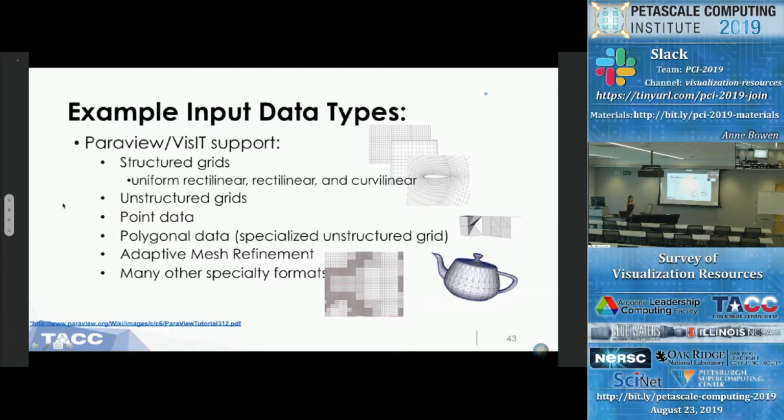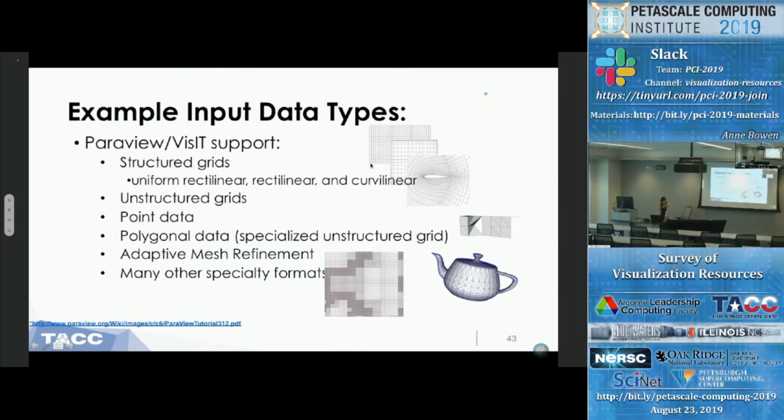So here I mentioned Paraview and VisIt support, but this is also true for your own. It's so general that it kind of applies to the general Viz application. What kind of data can you put into your Viz application? So structured grids, so whether it be uniform, rectilinear grid or curvilinear grid, and I have some graphics here just to remind us of what that looks like.